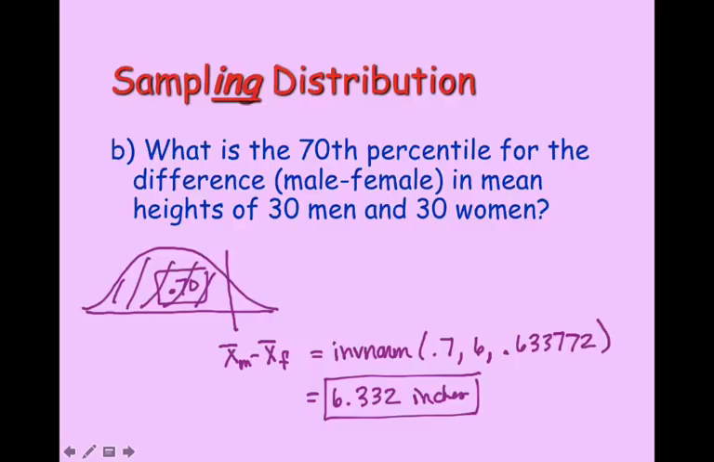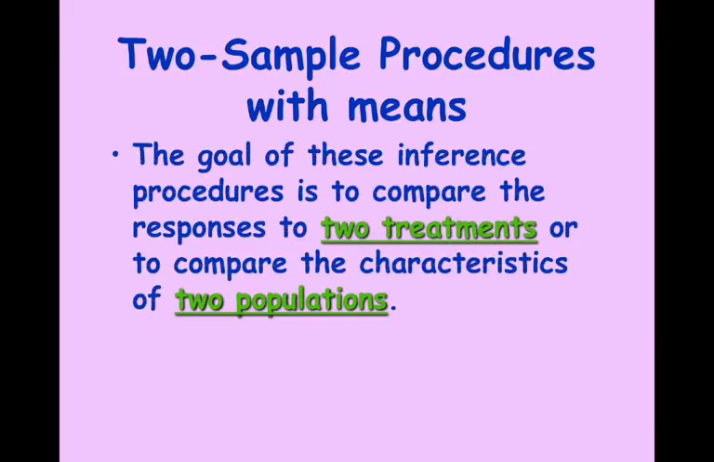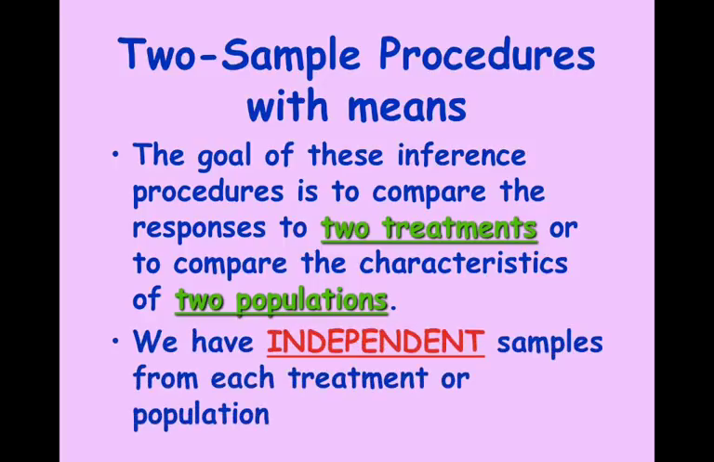Let's take a look at inference. We're going to go back and do the same question we asked at the beginning. When we're dealing with two sample procedures with means, when we're dealing with inference, our goal is to compare the response to two independent different treatments or to compare the characteristics of two independent populations. Today we're going to look at independent samples from each treatment, or if we're looking at two different populations, independent samples from two different populations.